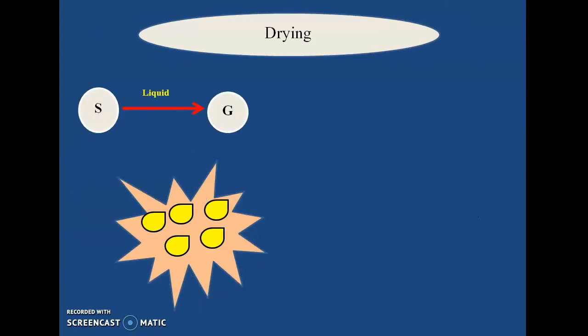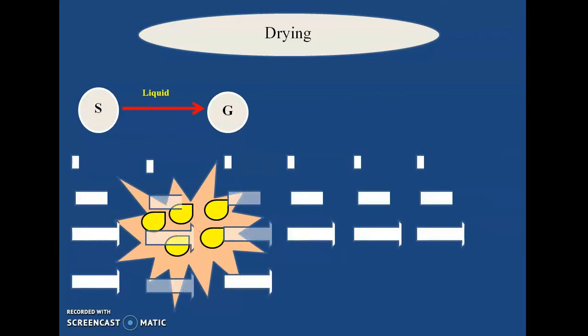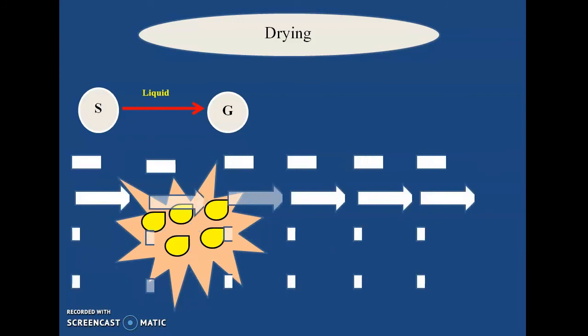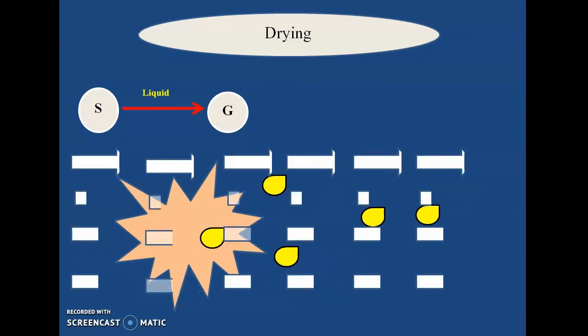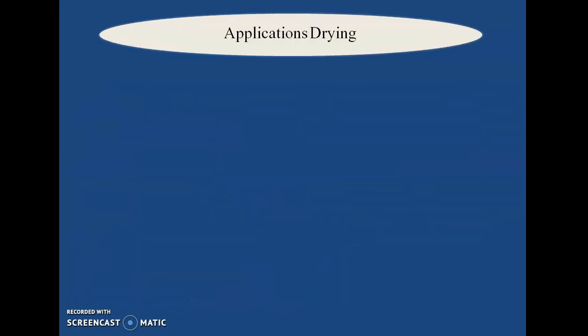Again I am rewinding once again. You have a solid material which is moist, containing some moisture, and you are interested in removing that moisture by blowing some air or some dry gas over that solid material. When the gas comes into contact, the solvent or moisture present in the solid gets vaporized and comes out through the air. So in this way drying happens.